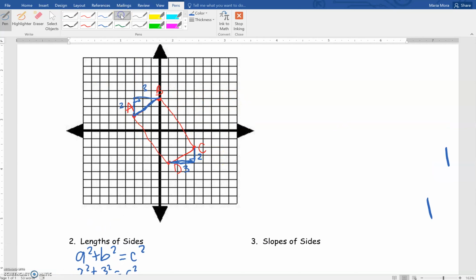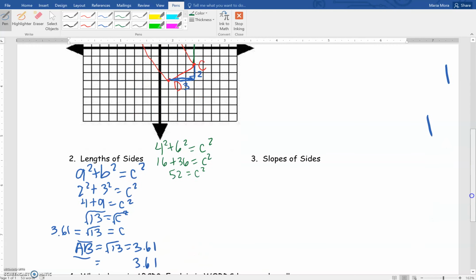So I'm going to choose a different color. I'm going to connect B to C. 1, 2, 3, 4. The leg is 4. 1, 2, 3, 4, 5, 6. The other leg is 6. So I'm doing Pythagorean theorem again since I'm finding the hypotenuse. C is the letter that I don't know. So it is 4 squared plus 6 squared equals C squared. So that's 16 plus 36 equals C squared. And that is 52 equals C squared.